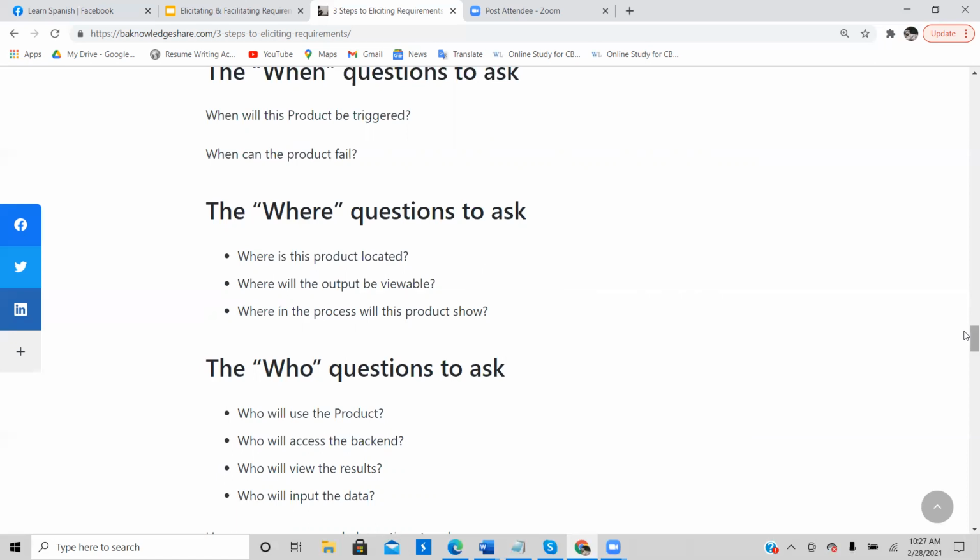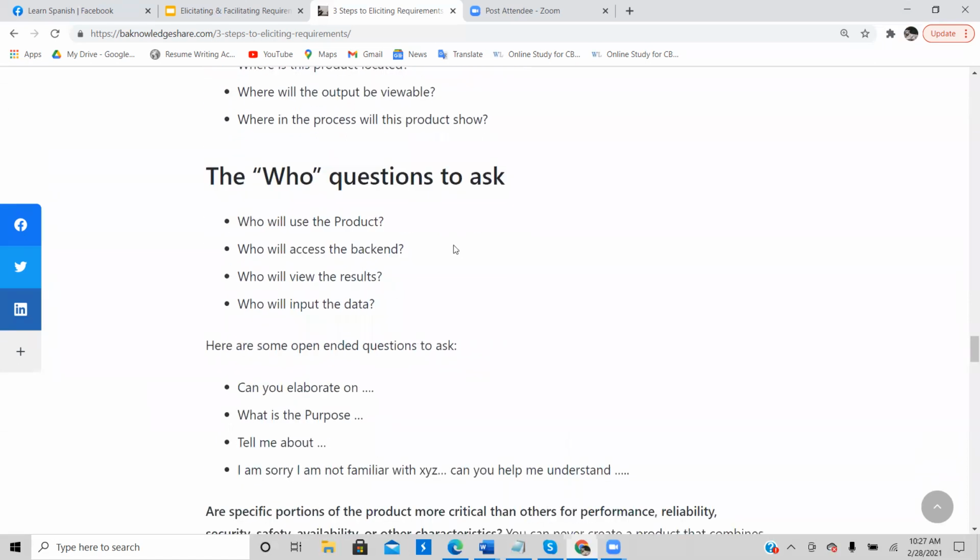The who questions to ask. Who will use the product? So this goes to the user, right? The user is critical. In the past, it used to be where you were just focused on the product, but given where we are with digital transformation, the who questions become important because that is your customer, and that's basically who's going to use these products, right? Who will use the product? Who will access the backend? Who will view the results? Who will input the data? So that's something to get you guys started with.